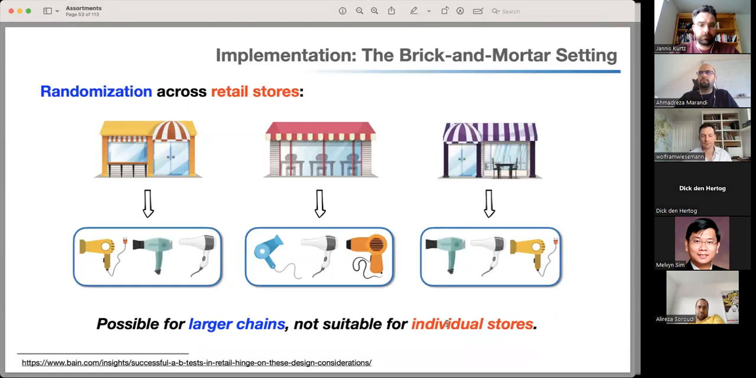So that's possible. Interestingly, a recent Bain study suggests that something similar may also be possible in the brick-and-mortar setting, where basically, if you have a large chain of retail stores, you could have strategically different assortments in different outlets of your retail stores. That would be, again, a form of randomization. So again, we can implement randomized assortments. We can basically de-randomize them by offering different assortments at different locations.